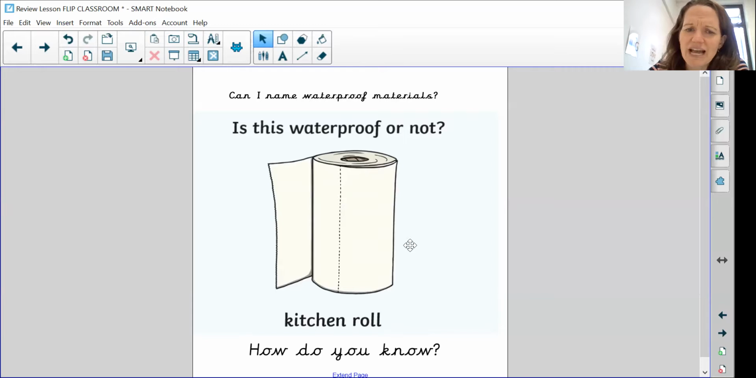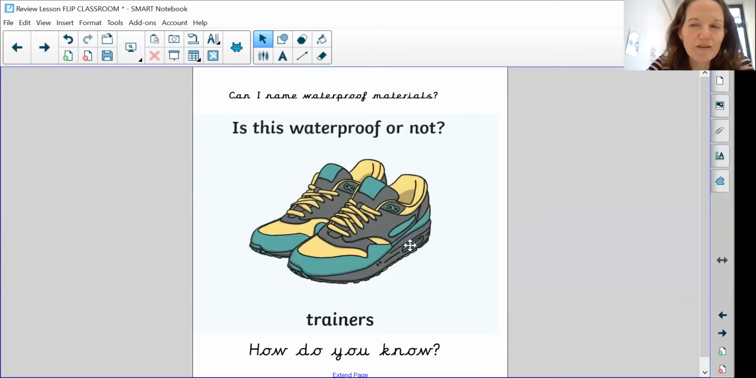What about this kitchen towel? This kitchen roll, is it waterproof? That's right, it's not. If I had kitchen roll and I put some water on it, it would go right through and the kitchen roll would disintegrate, wouldn't it? So it's not waterproof.